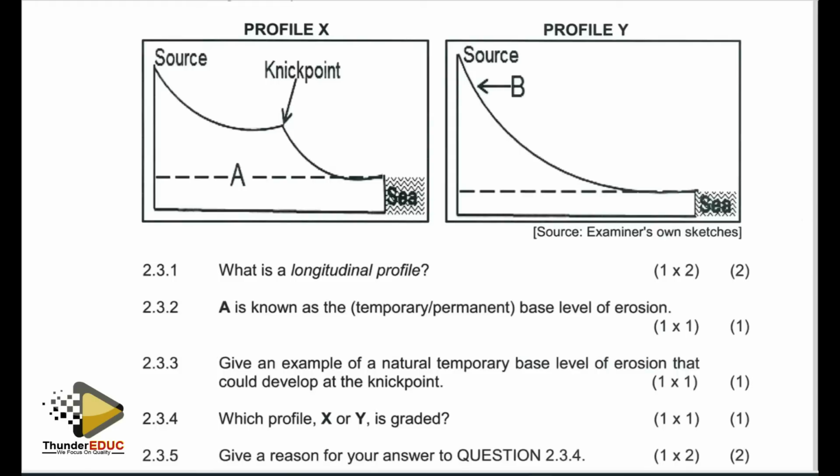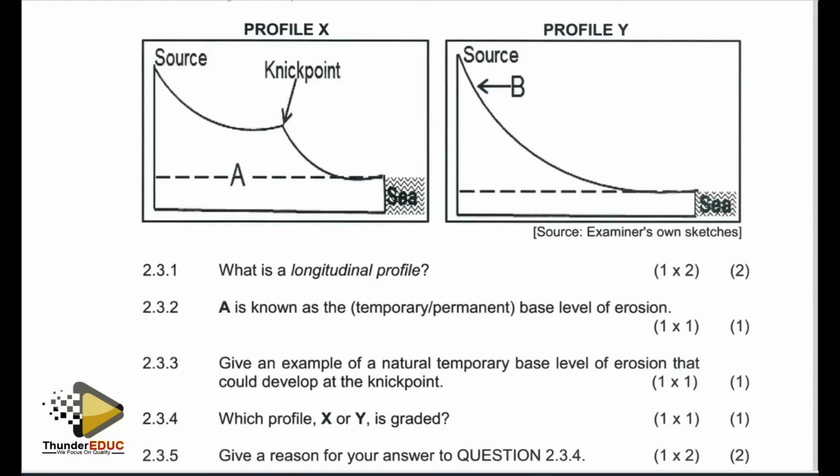I can define a longitudinal profile of a river as the gradient of a river from its source to its mouth. How the river looks along its course from where it starts until where it ends. That is the longitudinal profile. Then we move on to the next question.